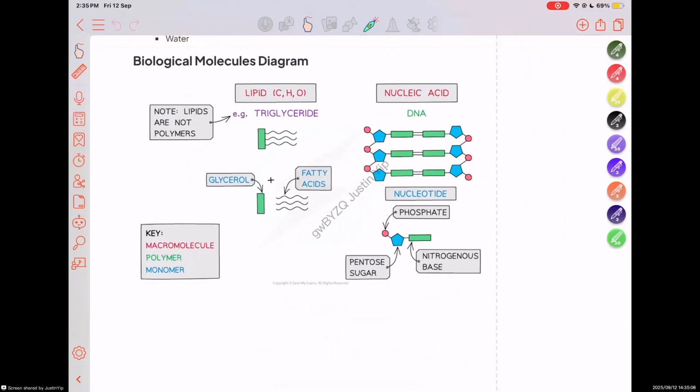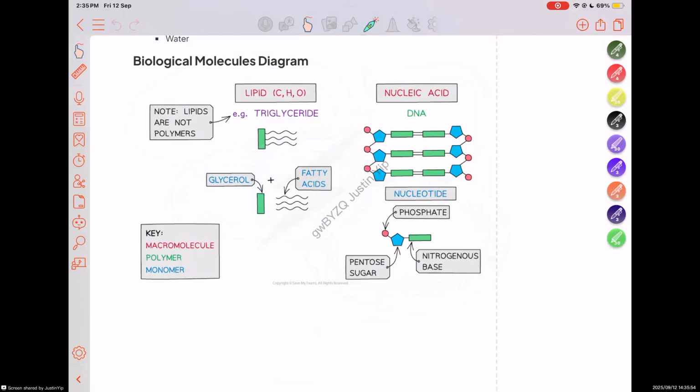First, you have lipid, which we call triglycerides. When triglycerides break down, you form glycerol and fatty acid. For nucleic acid, the monomer is nucleotide. For carbohydrate, the monomer is glucose. For protein, the monomer is amino acid. For lipid, the monomer is glycerol and fatty acid. For nucleic acid, the monomer is nucleotide. This is the biological molecules diagram.